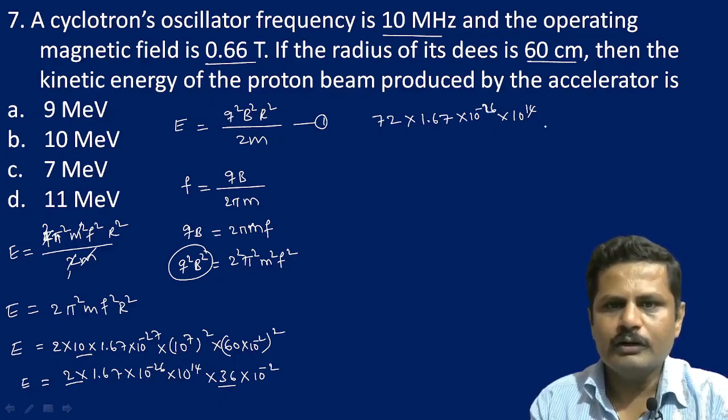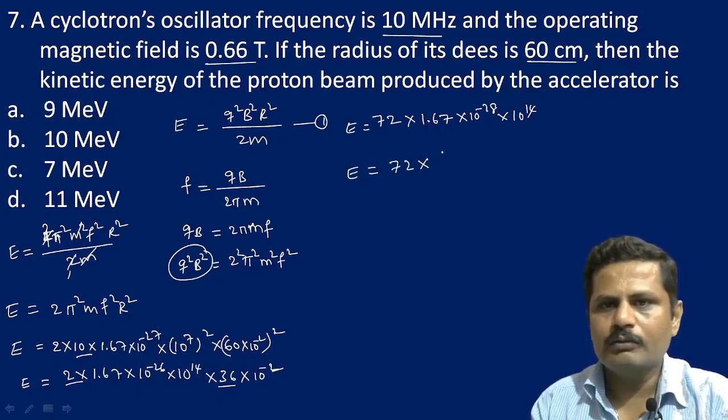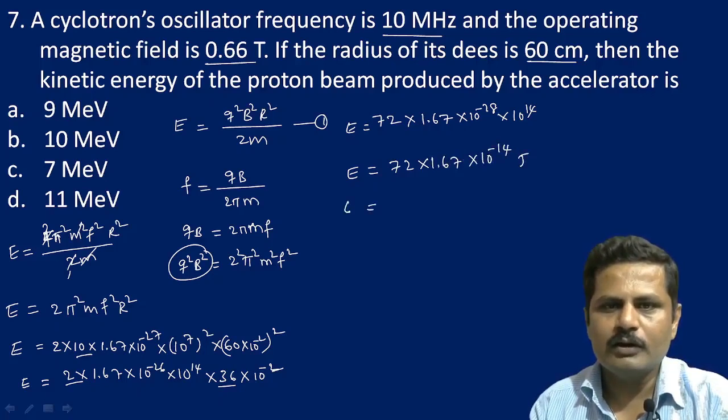This is 14 into 10 to the power of minus 2 here, so it will become 26. This can be written as E is equal to 72 into 1.67 into 10 to the power of minus 14 joule. Now we have to express this in electron volt, that is, energy is equal to 72 into 1.67 into 10 to the power minus 14, divided by 1.6 into 10 to the power minus 19.